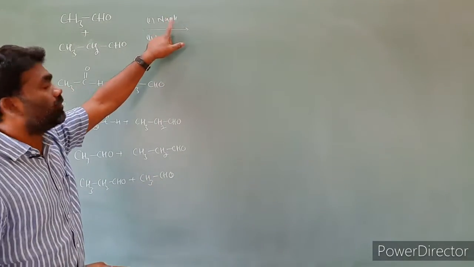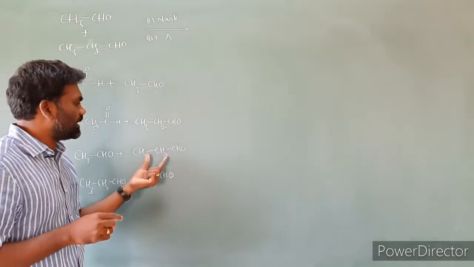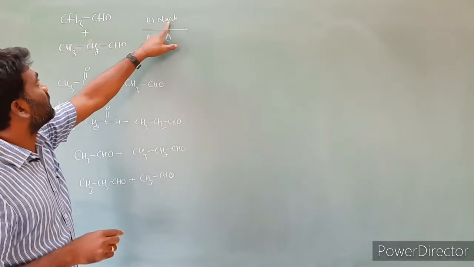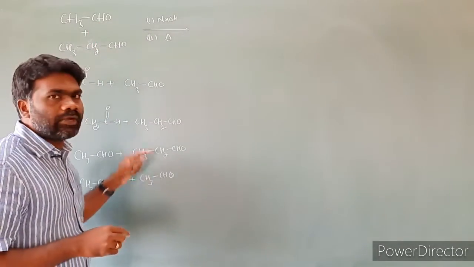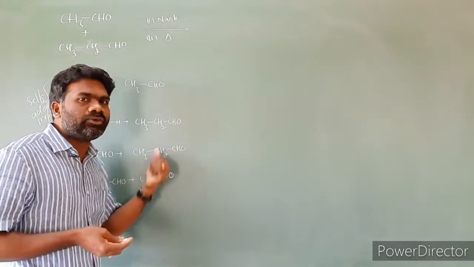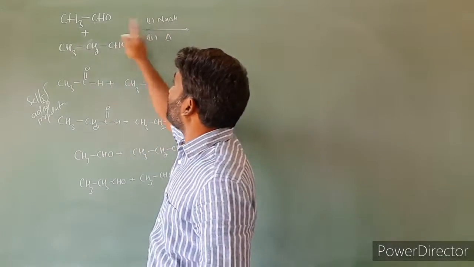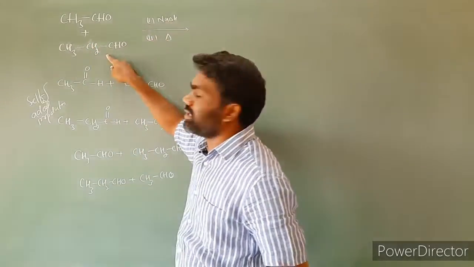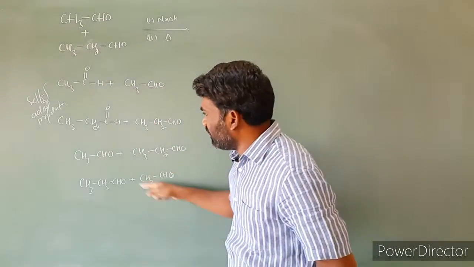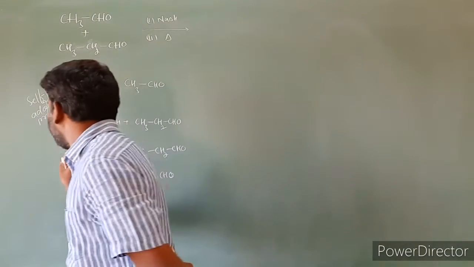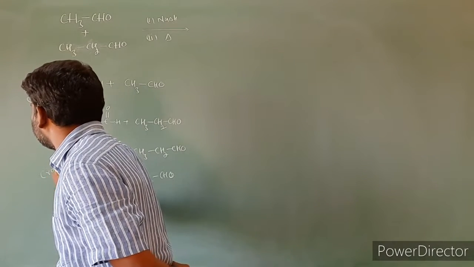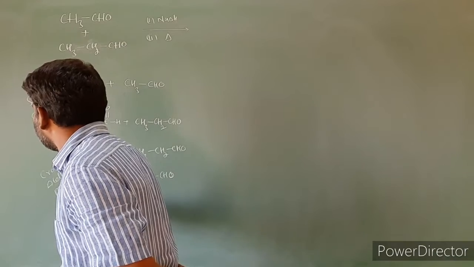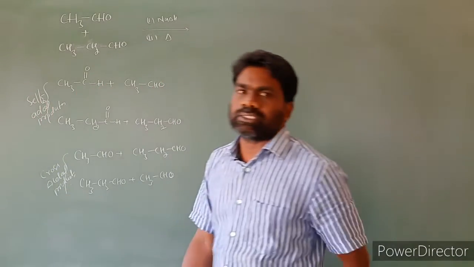Here one time OH minus attacks upon this molecule, and another time OH minus attacks upon this molecule. So the attacking of OH will be different. As a result, we'll get two different products. If OH minus attacks upon this carbon first, we'll get one type of product. If OH minus attacks upon this carbon, you'll get another type of product. So even though I wrote the same here, in both the cases you will get a cross aldol product.